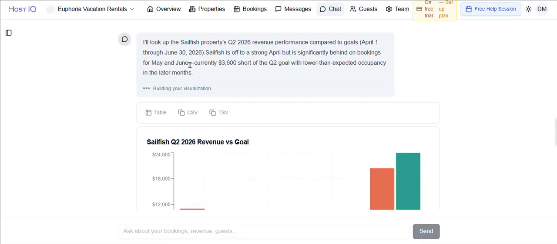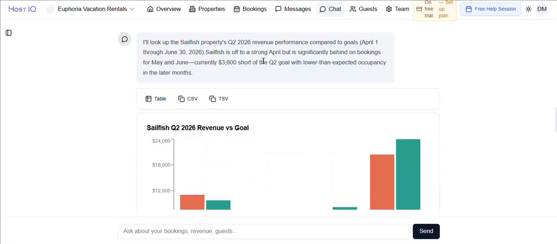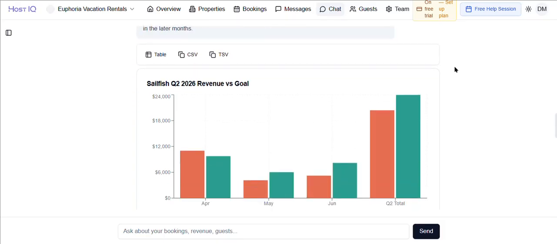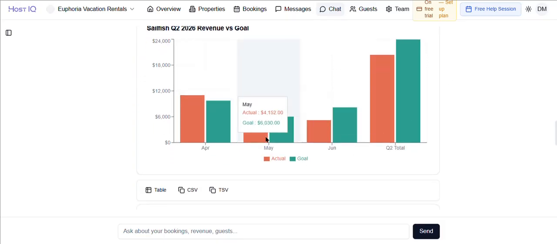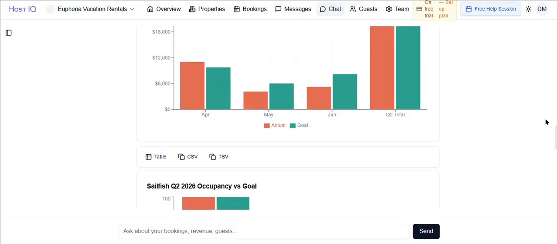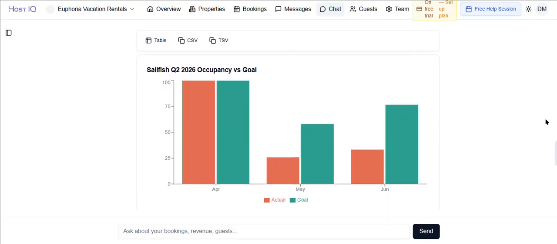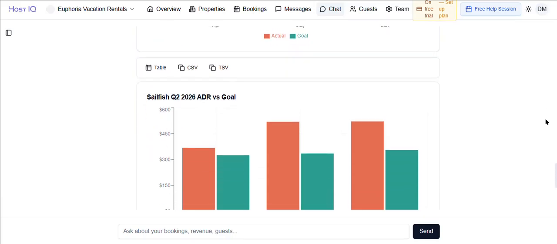So it looks at Sailfish from April 1st to June 30th. It's off to a strong start in April, but it's behind on bookings for May and June, and for the quarter total, I'm off by about $3,600. Then it gives me the breakdown: April, May, June, and the total. You can see that my actual for May is 4,100 and my target is 6,000, and same for June and such. And now it's giving me occupancy and also ADR.